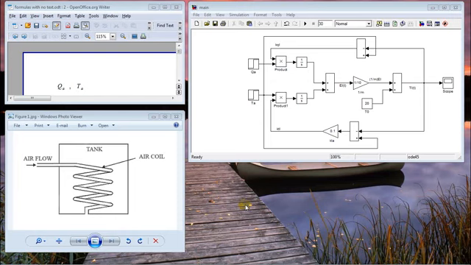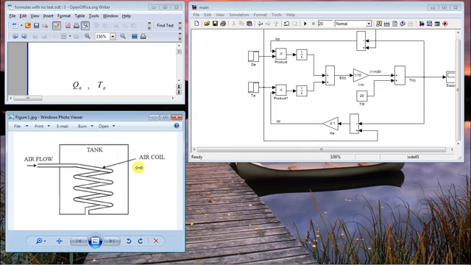We have a liquid temperature control system over here on the left. This is used to control the temperature of the liquid within this tank. It has a built-in air coil with an airflow of QA and an air temperature TA.